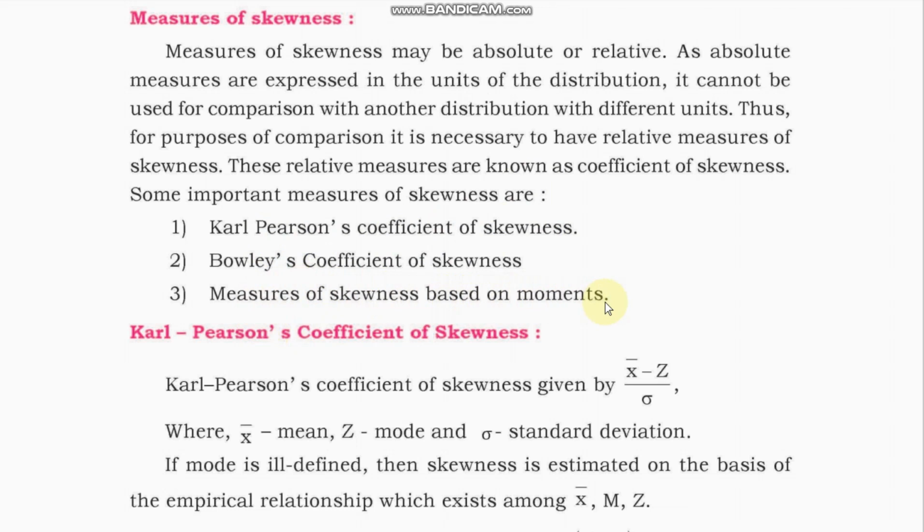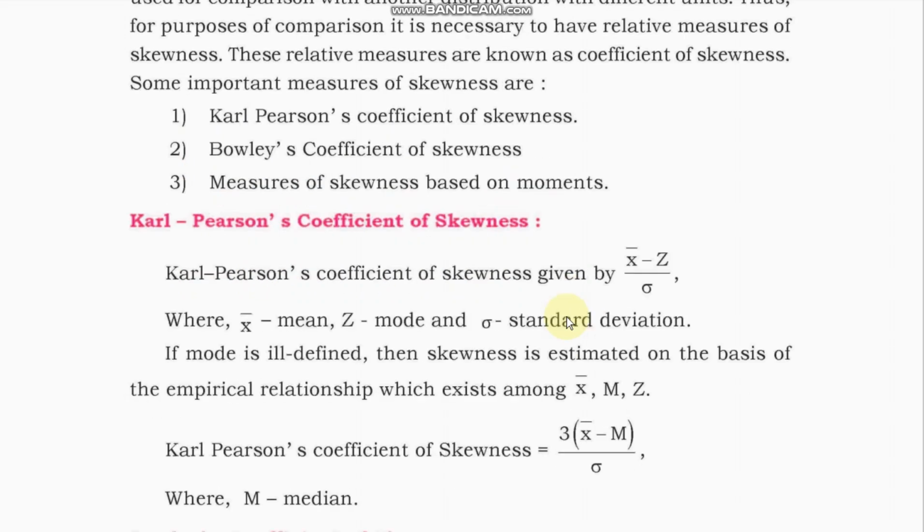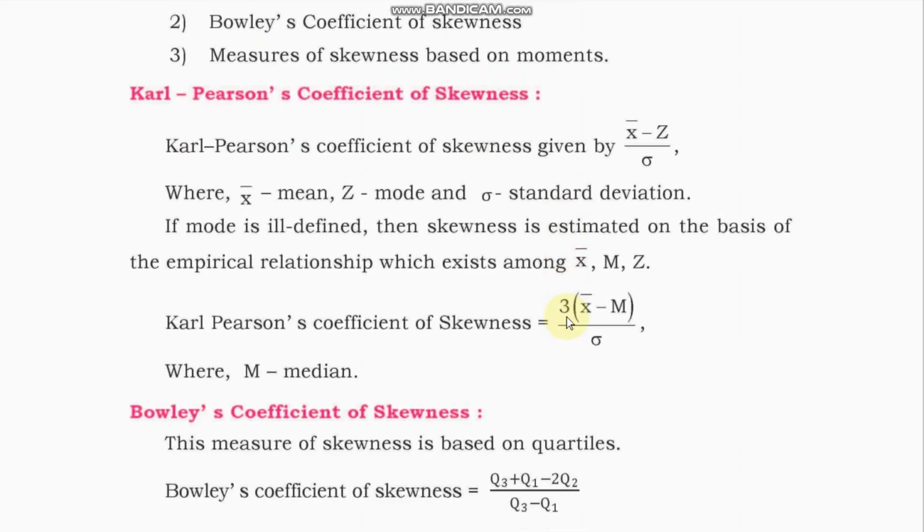One is Karl Pearson's coefficient of skewness. The second one is Bowley's coefficient of skewness. And the third one is the measure of skewness based on moments. So let us look at them one by one. The first one is Karl Pearson's coefficient of skewness. It is given by mean minus mode divided by standard deviation, x bar minus z divided by sigma.